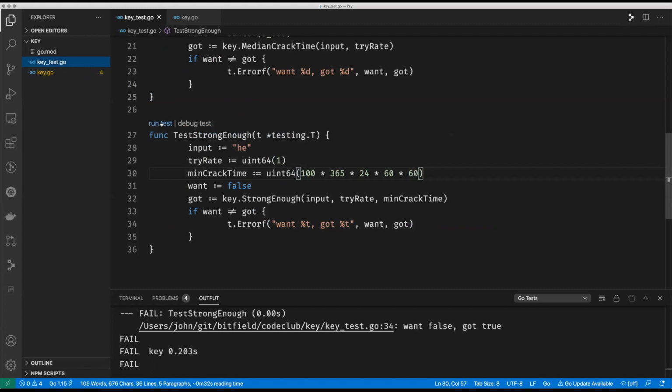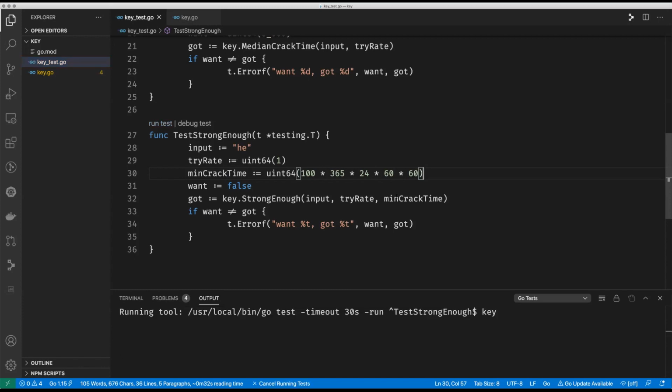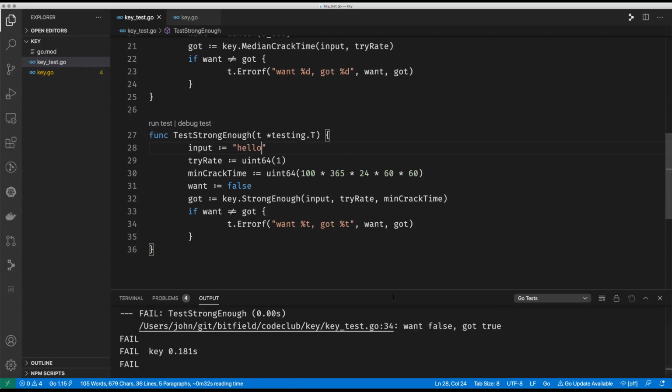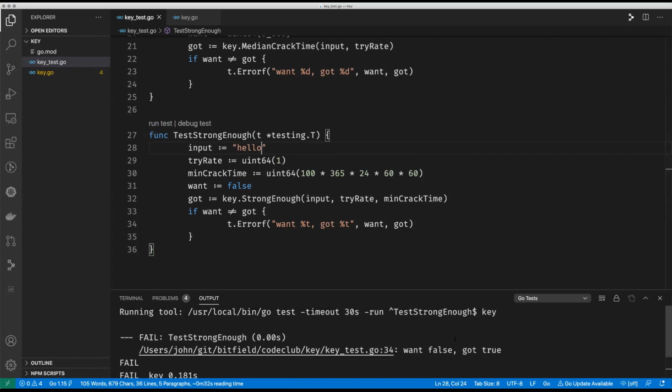Should we try it? What do we think we're going to get? We should pass this time. Yeah, we don't think it is strong enough, and we expect false. So let's see what we get. Good. So now let's make it a little bit longer. Let's see if that's saying that is strong enough.